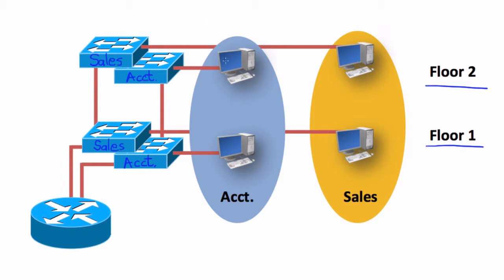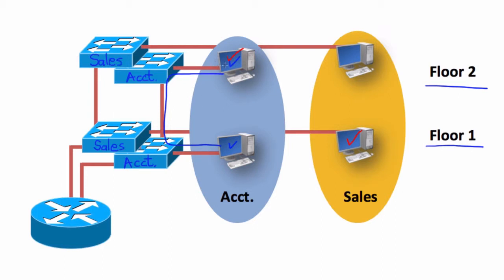If I wanted to talk from this top accounting computer to the bottom accounting computer, I would need to stay on the accounting network, the accounting subnet, the accounting VLAN we're going to be calling it. I would go into my accounting switch, which would go down to another accounting switch, which would go out to the destination computer.